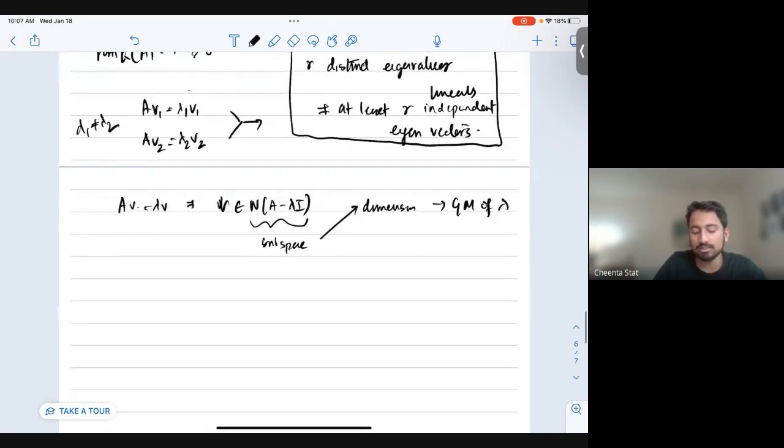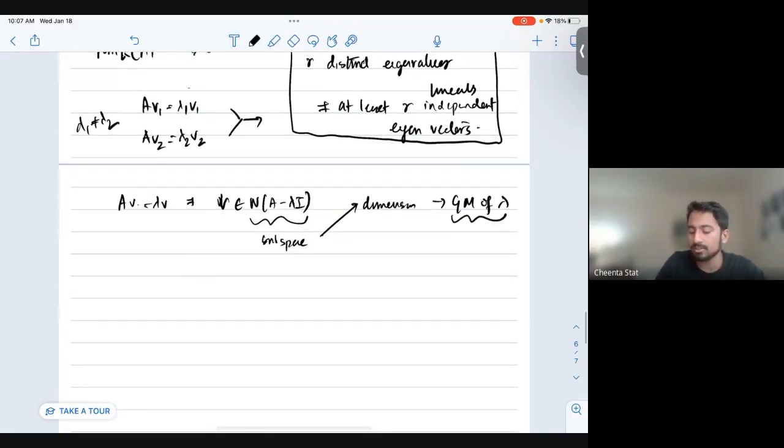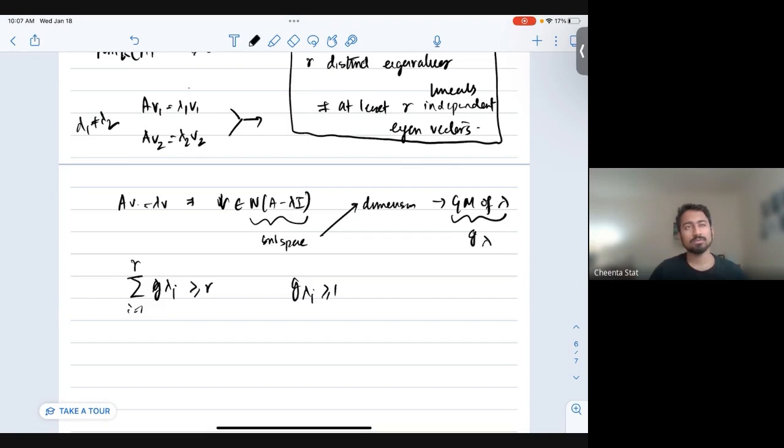So essentially, geometric multiplicity means, let's say it's G of lambda, the number of linearly independent eigenvectors. You can prove that. Therefore, the summation of G of lambda i from 1 to r, where each G of lambda i is greater than or equal to 1, is greater than or equal to r. Did I do it correctly?